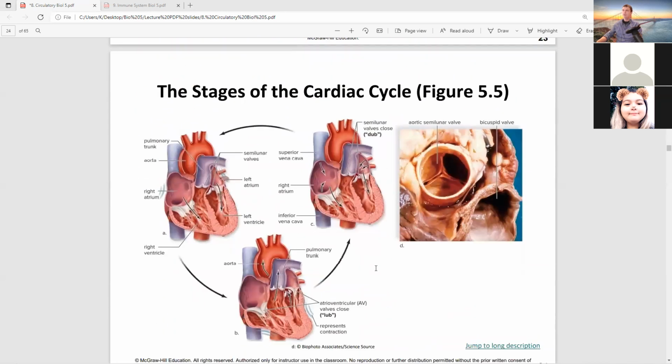So here are the stages of the cardiac cycle. First, the right atrium and the left atrium contract, as you can see here by these little lines. Okay, then the atrioventricular valve closes to give you that lub sound. And then there's another contraction. And then the semilunar valves close to give you that dub sound.